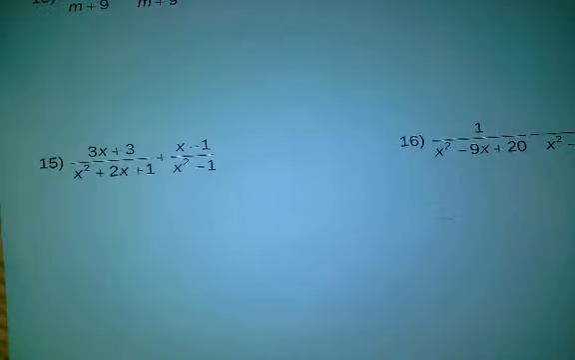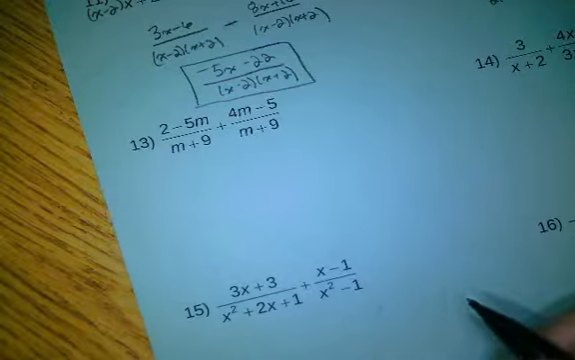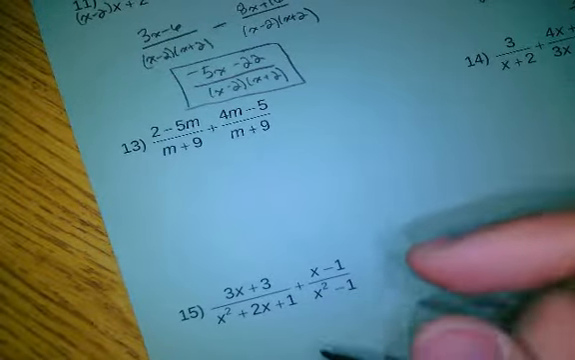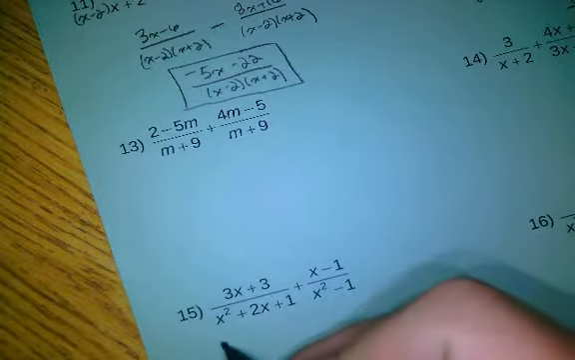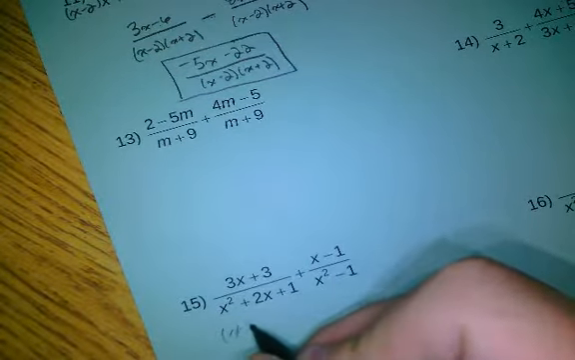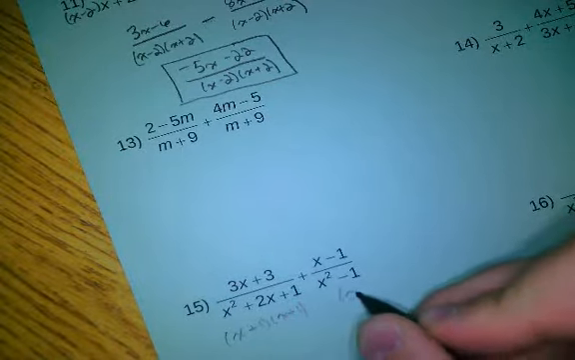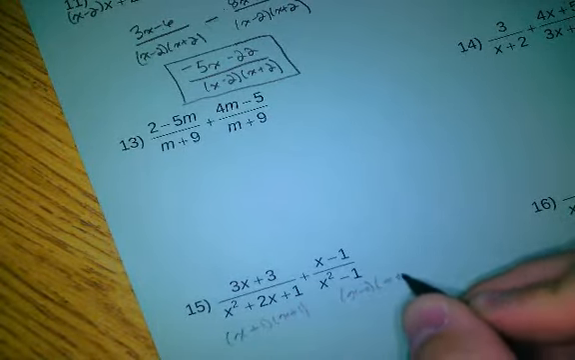Alright, so how do we do? Sure. So I can factor the bottom here. I'm going to get x plus 1, x plus 1. Factor this one, I'm going to get x minus 1, x plus 1. Okay. Now, there actually is a big old glaring shortcut here.